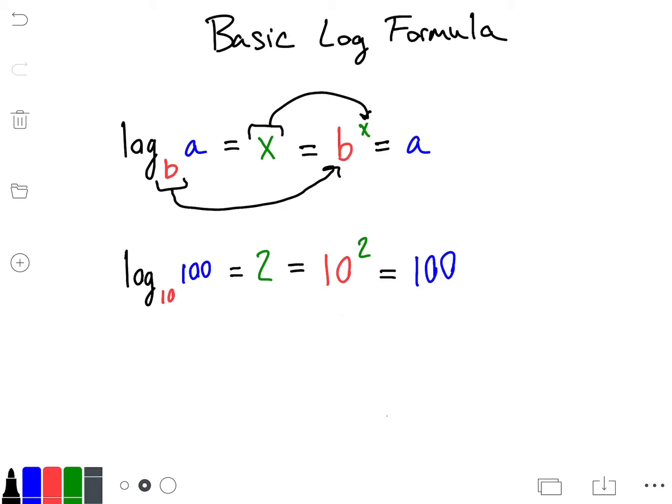Down below we have an example of this. We have log base 10 of 100 is equal to 2. That's because 10 squared is equal to 100. There's another note I would like to make here. We can actually assume log base 10. Instead of writing out log base 10, we can write this out as log of a is equal to x. If we just write that, it's always assumed that this is base 10.